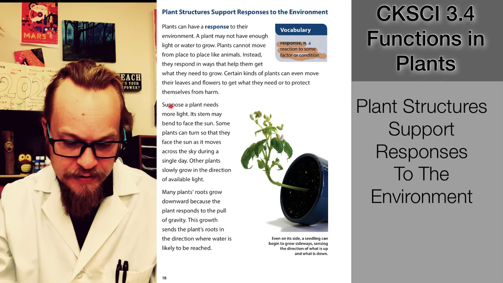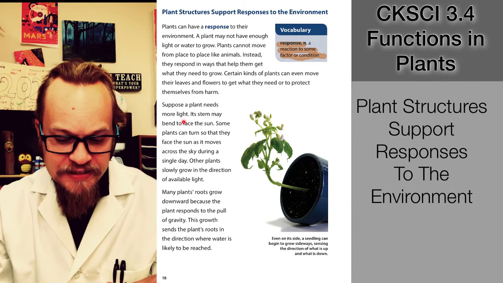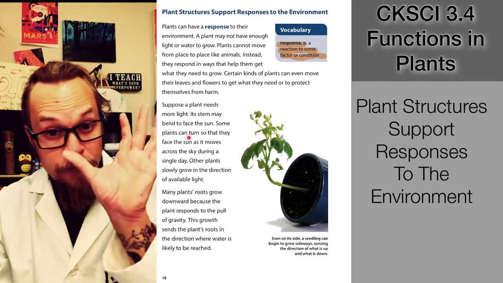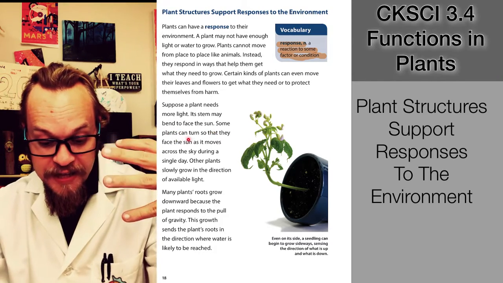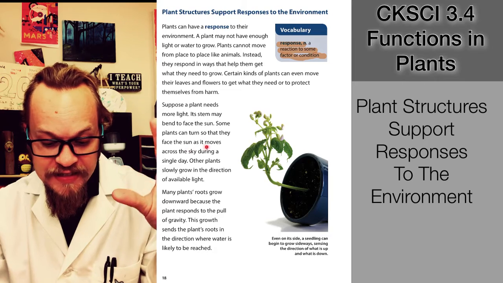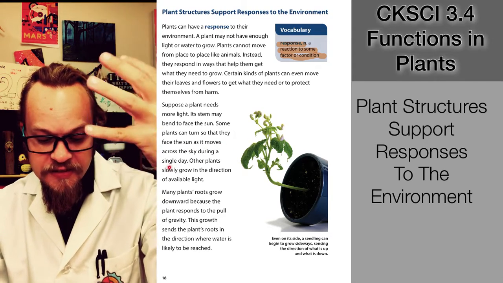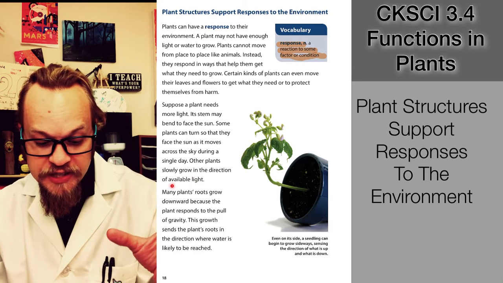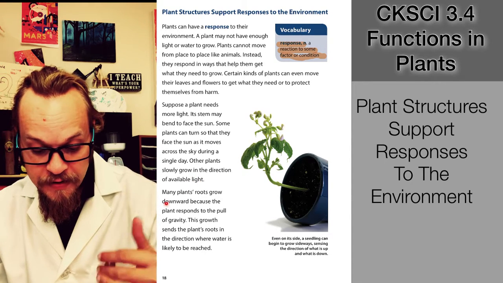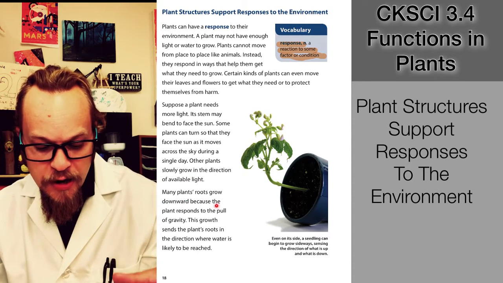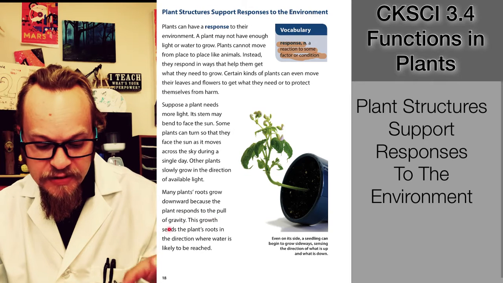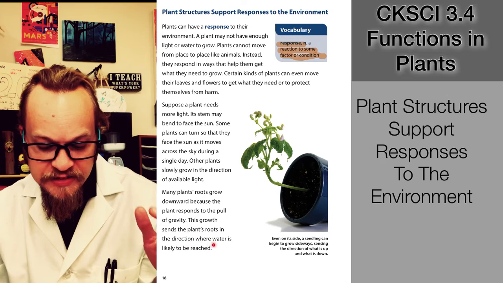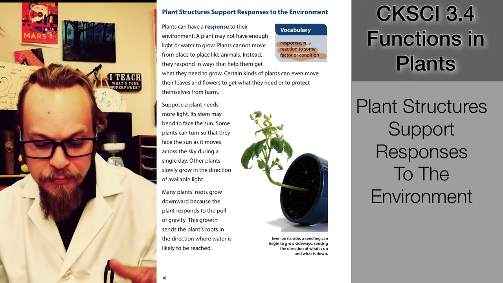Okay? So suppose a plant needs more light. Its stem may bend to face the sun. Some plants can turn so that they face the sun as it moves across the sky during a single day. Other plants slowly grow in the direction of available light. Many plants' roots grow downward because the plant responds to the pull of gravity. This growth sends the plant's roots in the directions where water is likely to be reached.